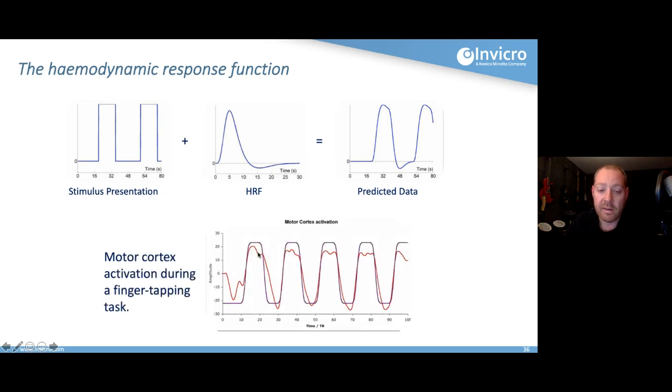And if you get it right, this is the model in purple and the actual data in red. If you get it right, you can get a pretty good match between your model and the data.